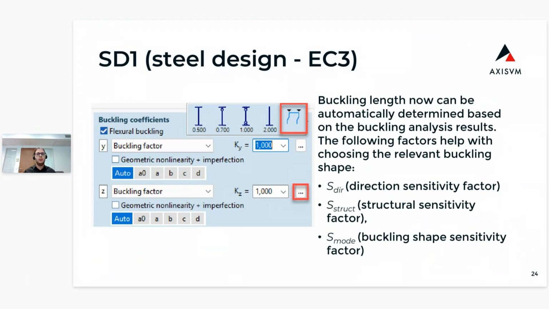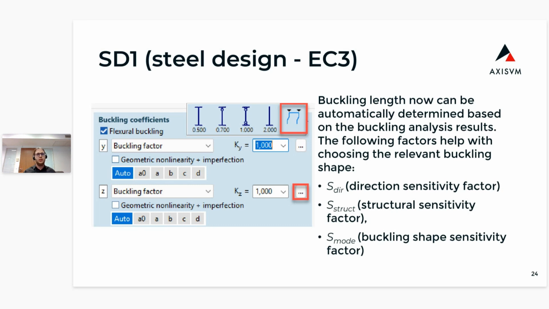One key update is a new method for defining the backlink length factor, which has always been one of the trickiest parts of steel member design. Previously, we had 2 options. You could select a predefined case manually, like pin-pinned, fixed-fixed, or fixed-free, and use the corresponding factor. Or you could let the program estimate the factor based on the stiffness and boundary conditions of the connected elements. That estimation was useful but not always precise, especially for complex structural arrangements.